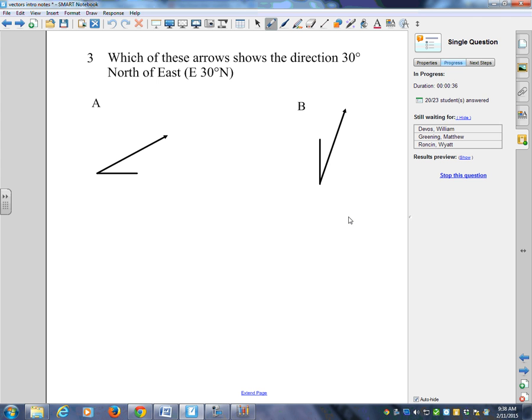Which one is east 30 north? Well, hang on. Let them think. I thought it's north of east. 30 degrees north of east or east 30 north. Those are the same. What is it? A, B. Is it B? Yeah. Okay, I'm going to click B then.